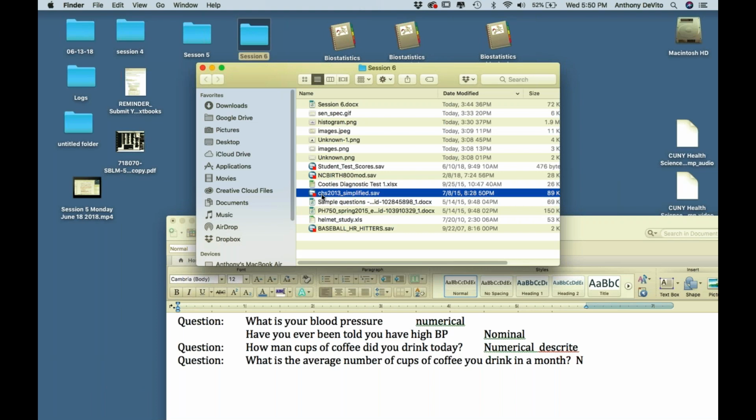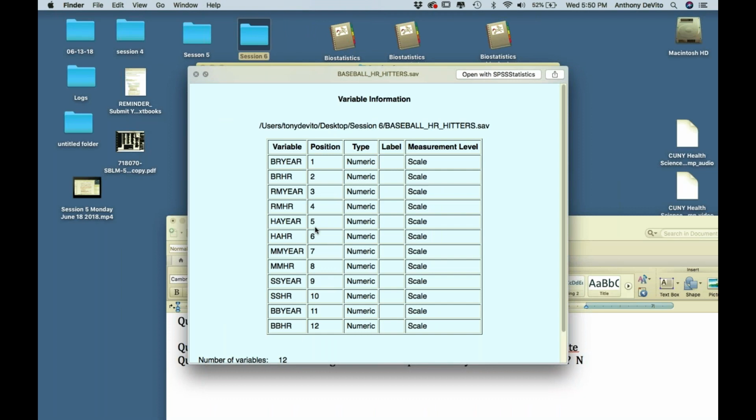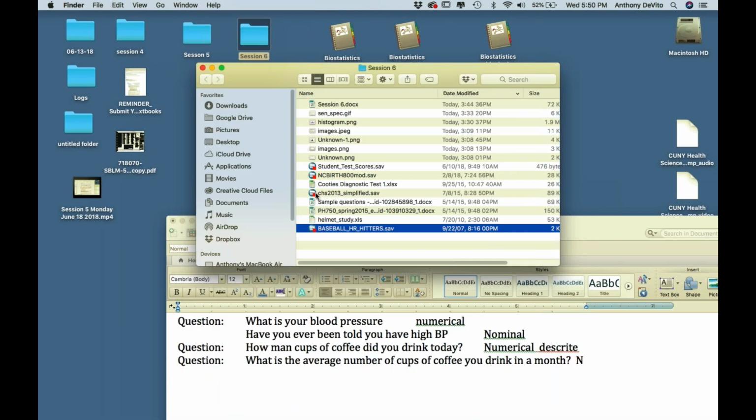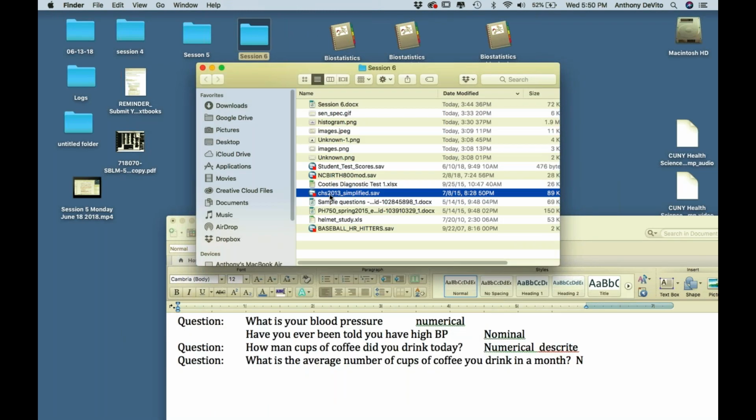Let me see what I have here. Which one do I want to work with? I'm going to open up this. There's one called CHS 2013. That stands for Community Health Survey in the year 2013. Okay, that's a survey that New York holds every year. We're going to be using that or working with that later on in the semester. So I'm going to go ahead and open that up.